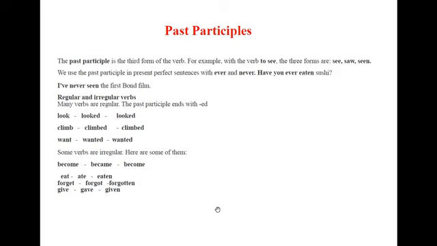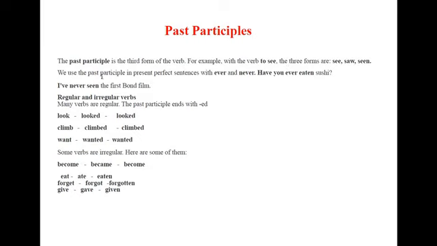So we will have a review about the past participle. The past participle has two situations. The first situation, we will change the entire word to another word or to another picture, but sometimes we will add ed to the verb as regular. The past participle is the third form of the verb. For example, with the verb to see, the three forms are see, saw, seen.